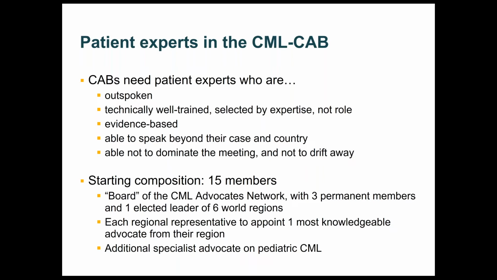So how we started, actually 15 members. We had the board of the CML Advocates Network, the global network, where we have 3 permanent members and 6 elected leaders representing the 6 world regions. And then each of the 6 world regions representatives could appoint one of the best advocates from their region as an additional CAP member. So we started with 15, and over time we have expanded. We are now at 20 members because, for example, we added one advocate who has specific knowledge on pediatric CML, which is an ultra rare disease because it usually appears on an average at the age of 65. So that's the composition of our CAP.